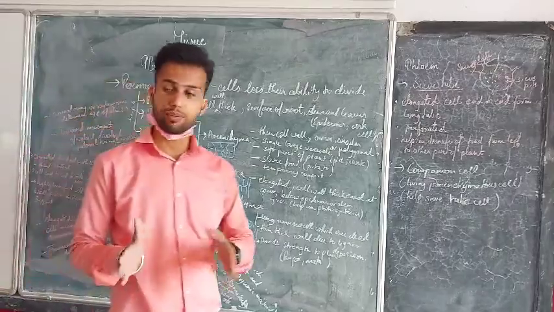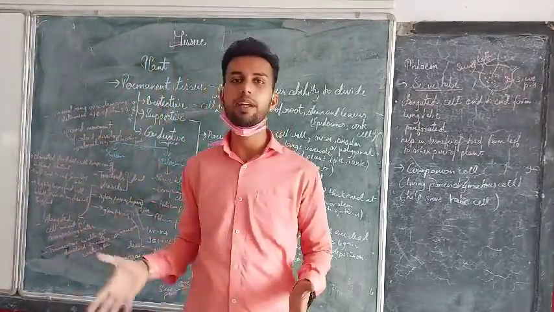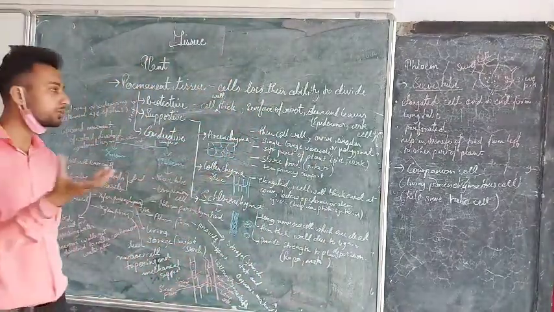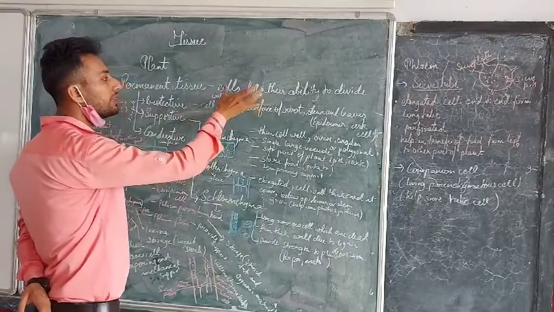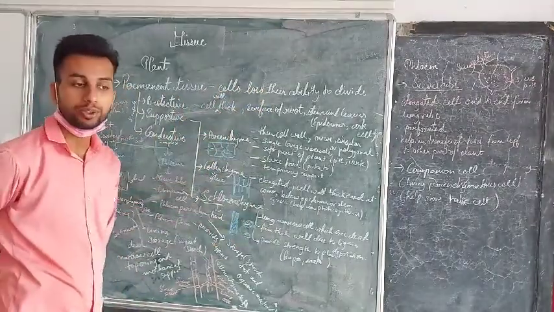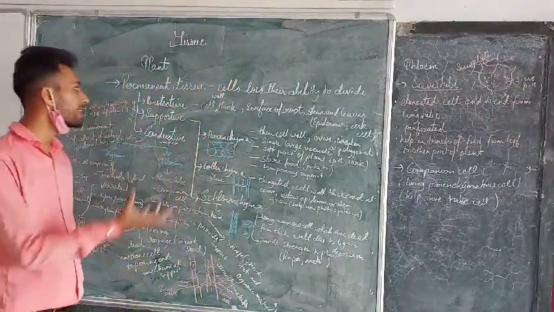Permanent tissue means, as the word itself suggests, it is permanent. The group of cells in this tissue does not have the ability to divide. Those groups of cells which have lost their ability to divide are called the permanent tissue. They may have a nucleus, or the nucleus may be absent in such cells.